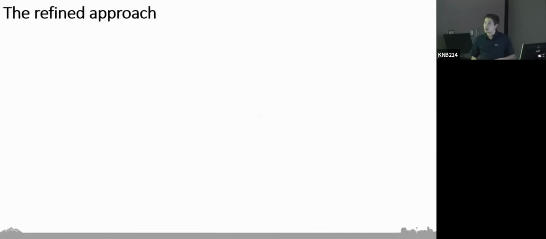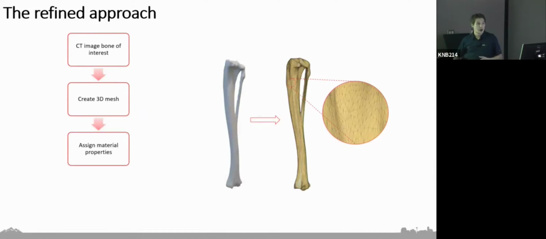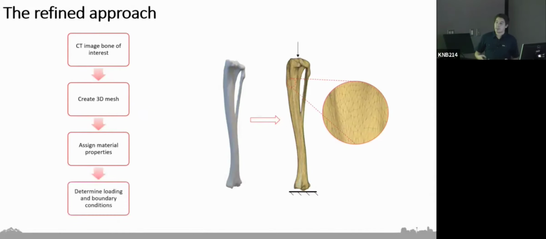And so with that, it brings me to this more refined approach that we've proposed and we've been implementing over the past year or so. And so what we've done is we start by taking a CT image of our bone of interest, and from that CT image, we get this 3D model, and we can create a 3D mesh over that entire model. And to that mesh, we go ahead and assign our heterogeneous material properties and determine these loading and boundary conditions. And so this whole part is really just developing that FE model.